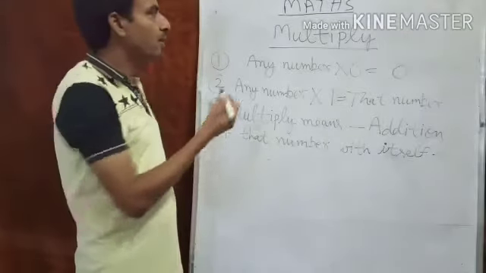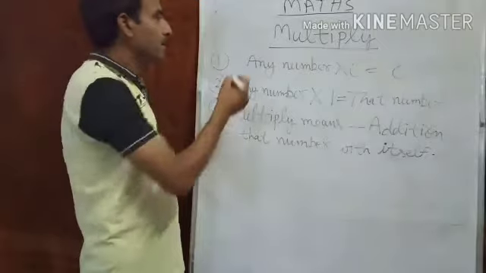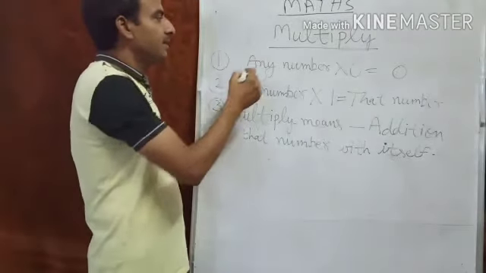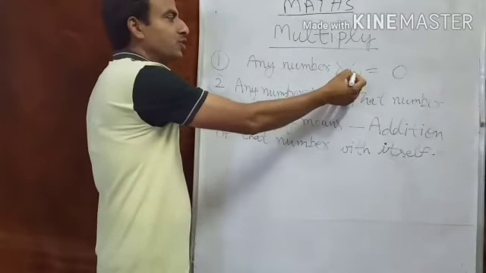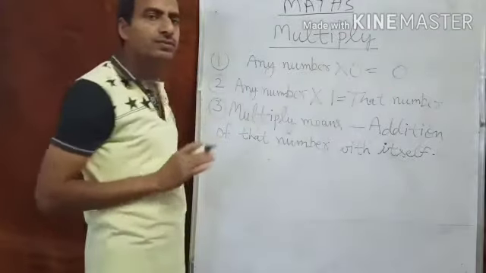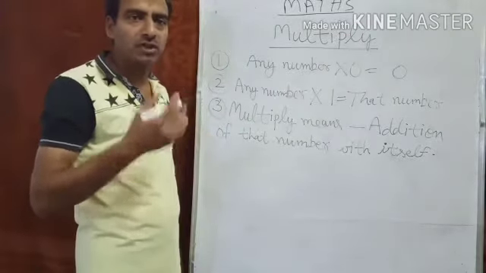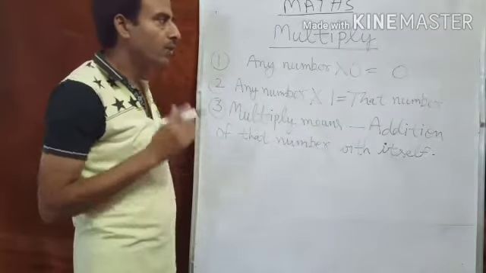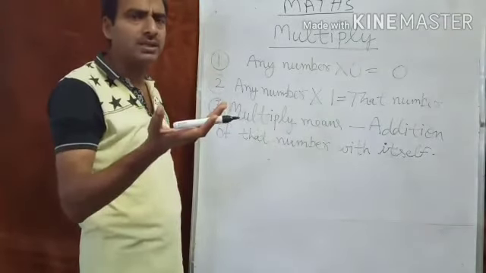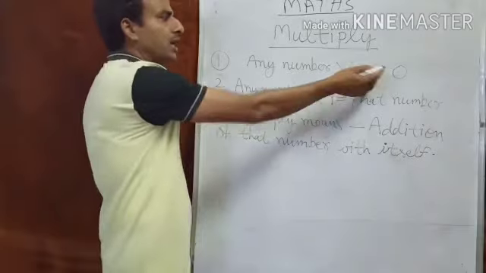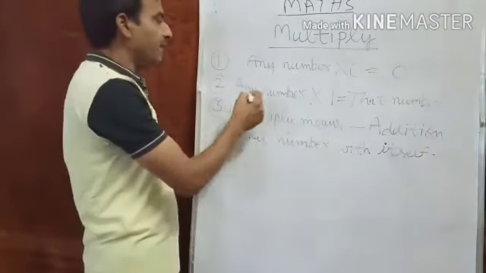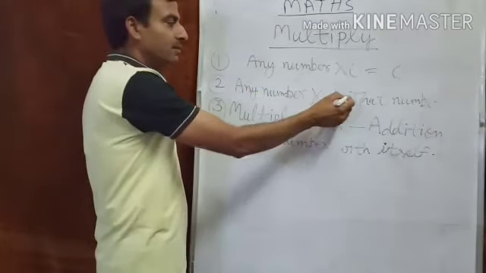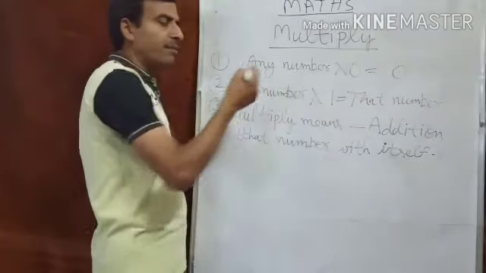Next thing is multiply. First thing of multiply: any number multiplied with 0, the answer will always be 0. 1 lakh, 2 lakh, 3 crore, 5 crore, we multiply with 0, then the answer will be 0. From 1 to infinite numbers, any number we multiply with 0, the answer will be 0. If any number is multiplied with 1, then the answer will be that same number.